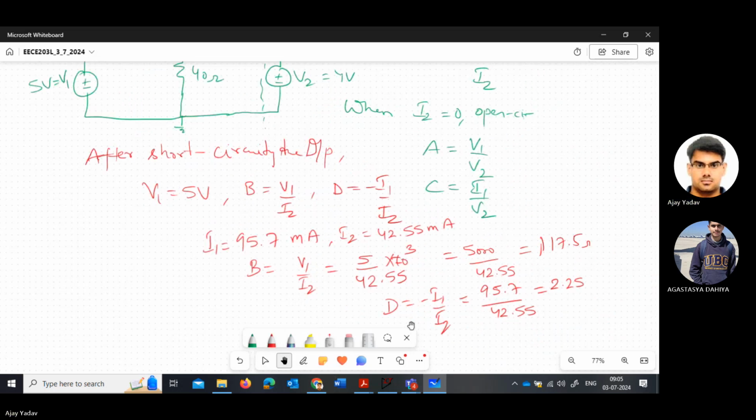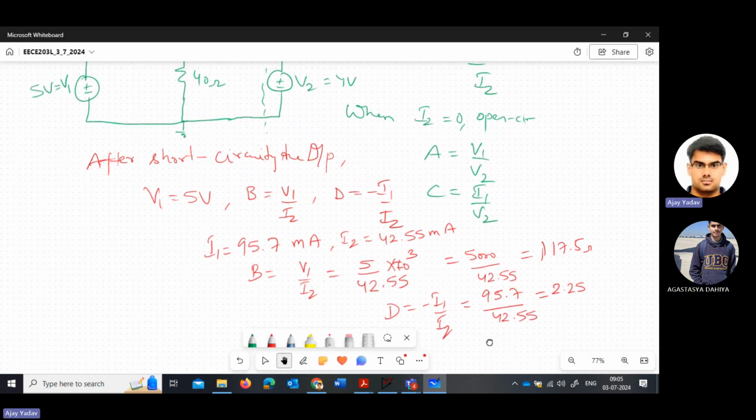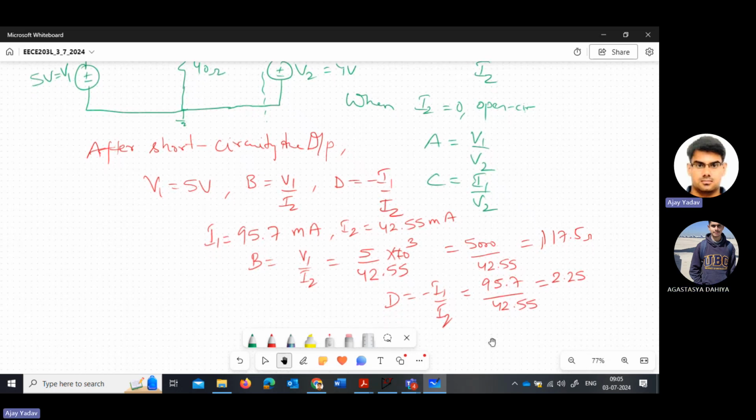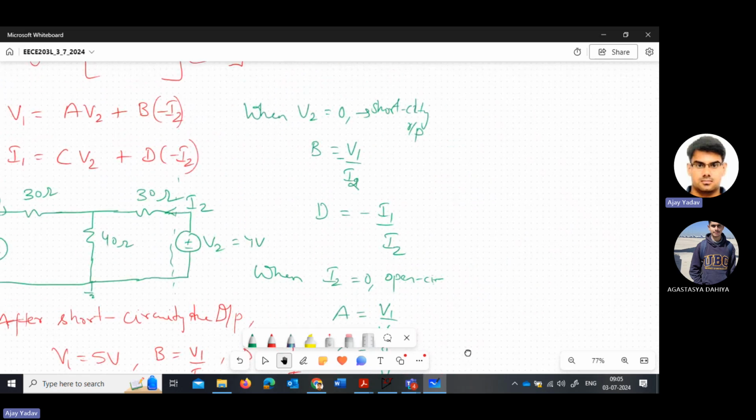Yes sir, this is what came. Okay. So this is the parameter we have calculated by using the experimental simulation. Now we will try to calculate the same parameter by mathematics.